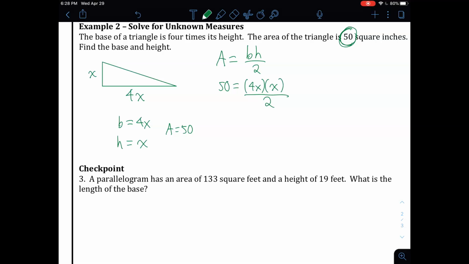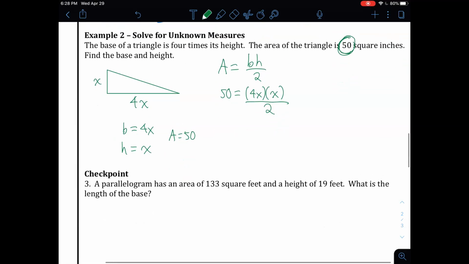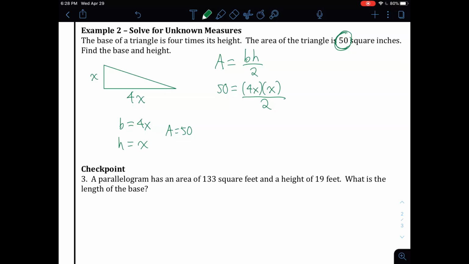Okay, so yeah, just stick with me on this problem here. It's kind of tricky, guys. Just don't panic with this one, okay? So now we need to solve for x. So how do we get rid of that 2 in the denominator here? How do we undo dividing by 2? We're going to multiply by 2. That's called fraction busting. 2 times 50 is 100. And then what is 4x times x going to be? That is 4x squared.